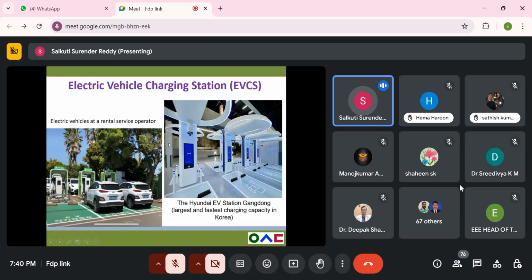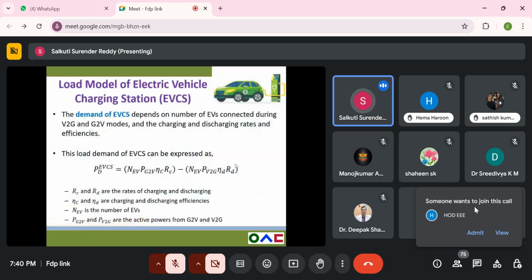And also this is a simple electric vehicle charging station. In Korea we have a rental service provider or Hyundai station. In Seoul city you have a large charging station. So this is how a charging station looks, an electric vehicle charging station.